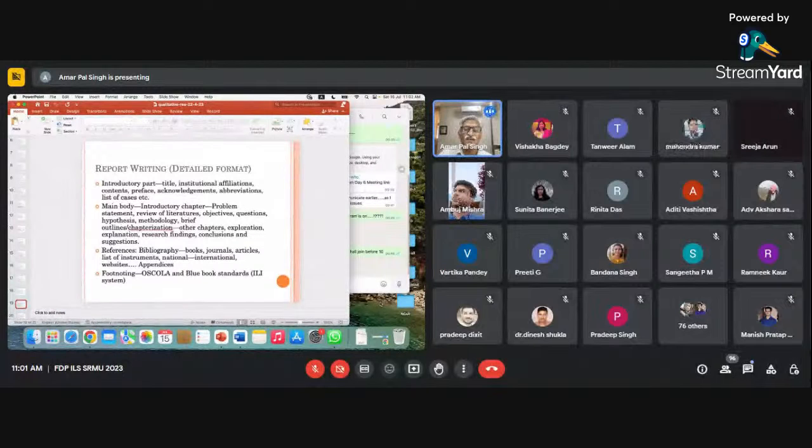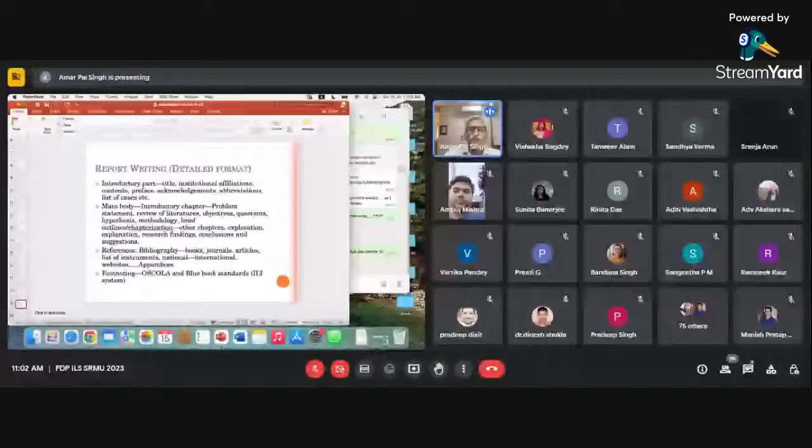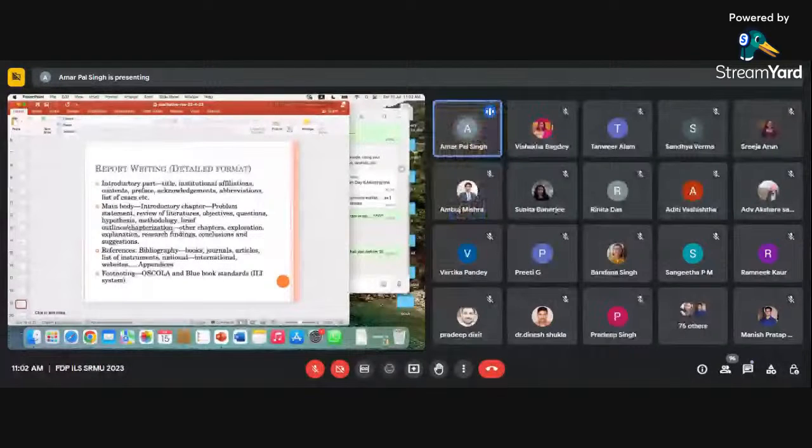And it is to be followed by references, which means bibliography, which has obviously to be very annotated, in the format of the bibliography, in which you properly classify all the sources like books, journals, articles, list of instruments, so and so forth. So this is the format of report writing generally. I have gone through it within 1 minute. It requires a lot of understanding.